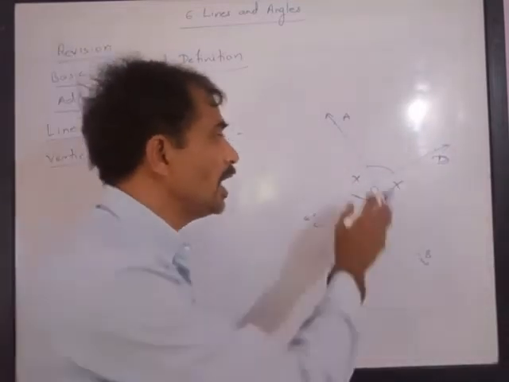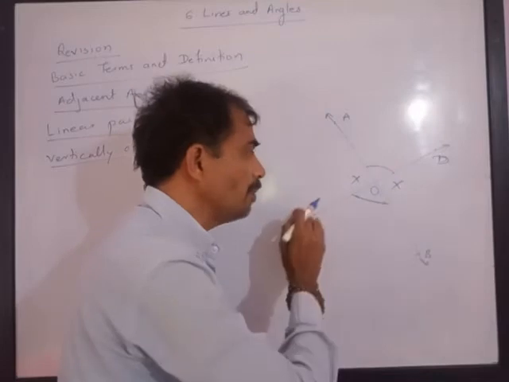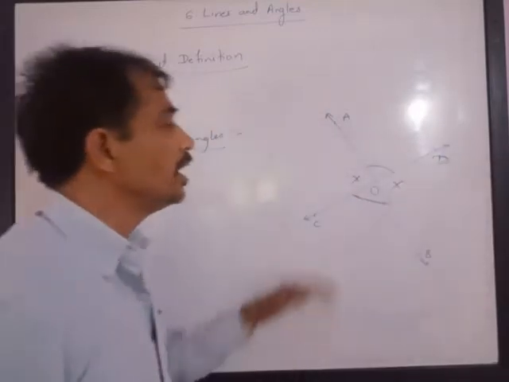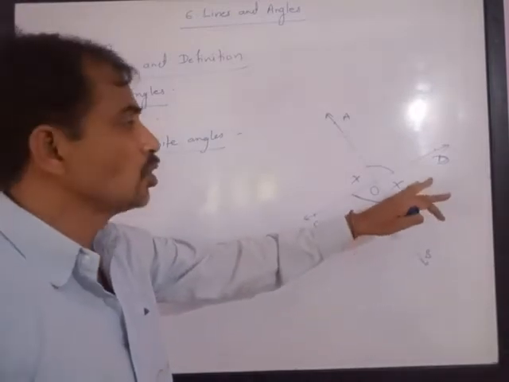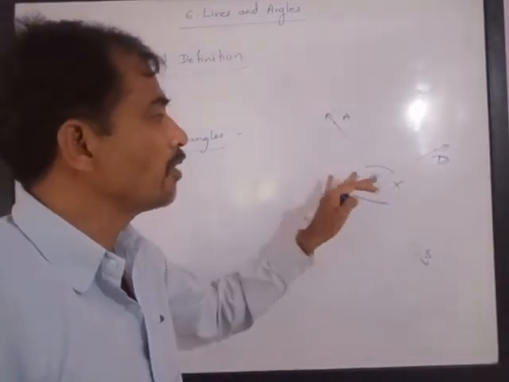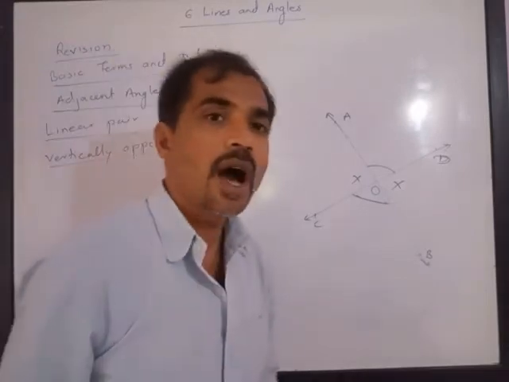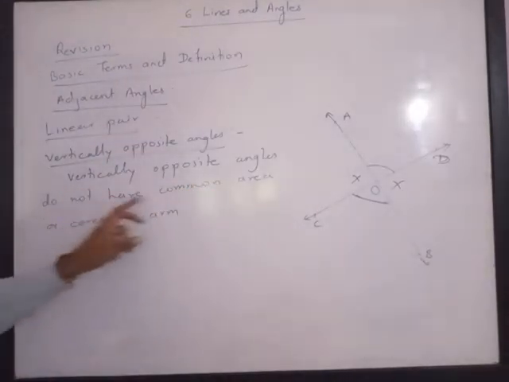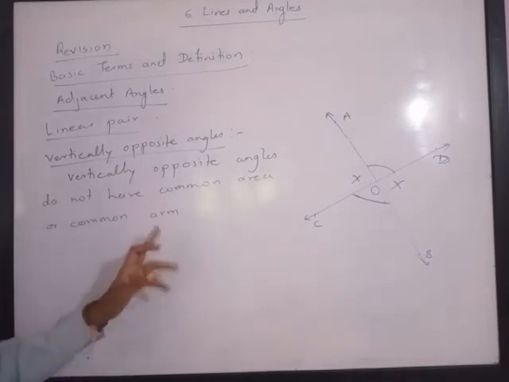Please note, they don't have a common arm or any common area in the interior of the angles. So vertically opposite angles do not have a common area or common arm.